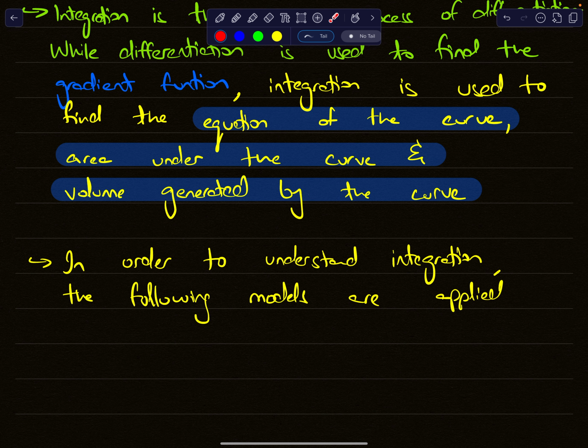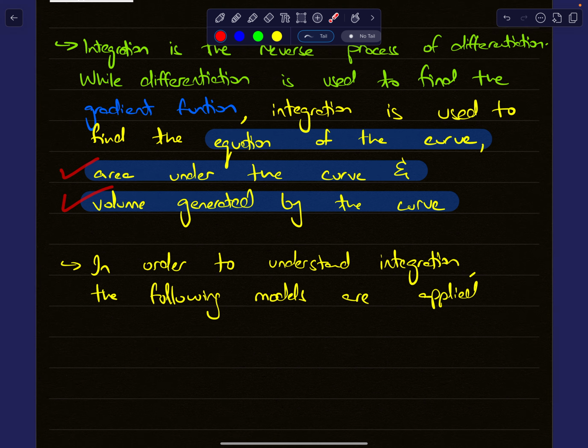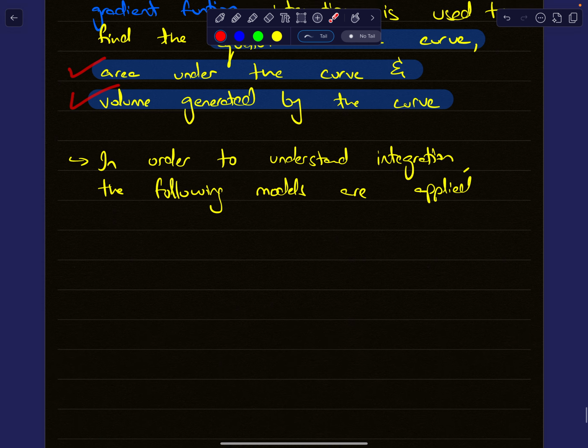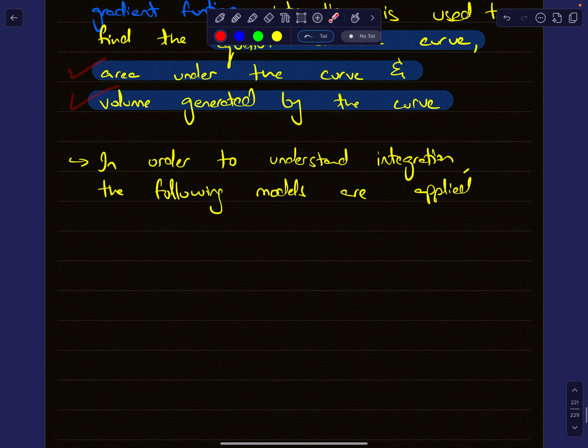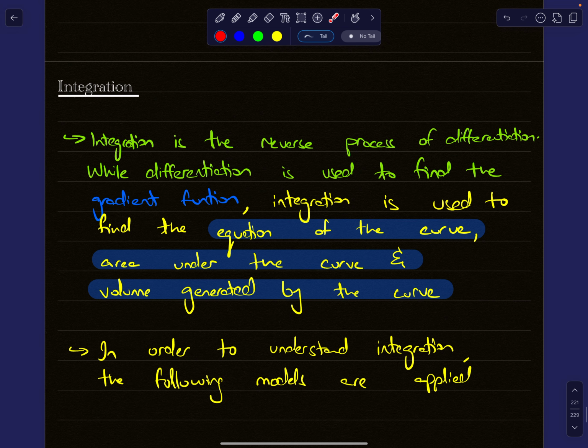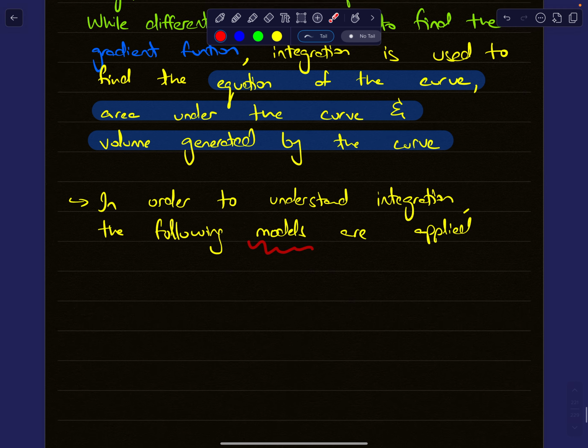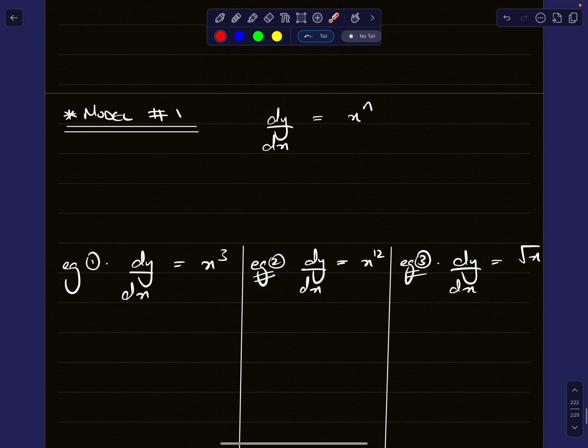But these are advanced things. First of all, let's start by finding the equation of the curve. We'll understand integration through a few models, which is my word for steps. So first of all, starting off with the basics, we have no coefficient with x and we only have x to a power.